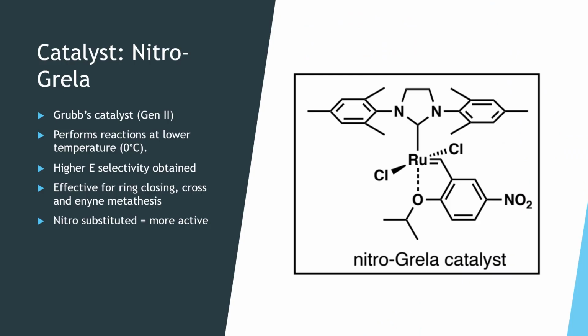So why do we use nitro-Grela as our catalyst? Well, it's a generation 2 Grubbs catalyst, so it's more stable and more active than original versions. Notice the nitro group on the catalyst that leads it to be more dramatically active. Because it's a Grubbs catalyst, it can tolerate a variety of functional groups and has high stability in air and various solvents compared to Schrock catalysts. It's an effective catalyst for ring closing, cross, and enyne metathesis. In cross metathesis, this catalyst can perform reactions at lower temperatures while favoring high selectivity in conditions that make E and Z selectivity difficult.